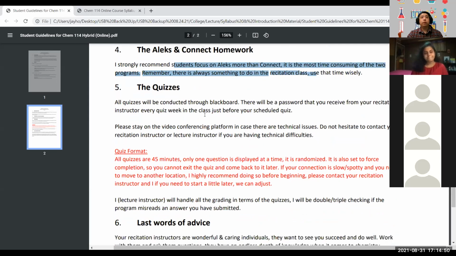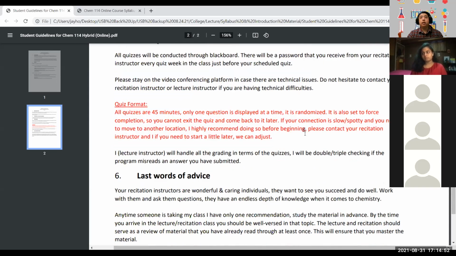Pretty much everything's straightforward here. Quizzes are 45 minutes, no backtracking. If you're having trouble with your connection, my recommendation is pause, don't start, send me an email. I'll give you a delayed time, maybe by like 5 minutes, 10 minutes, whatever you need, to start it. So if that's the issue, move to a better connection location, then tell me, and then begin. I don't want you to start and then lose connection, because then it becomes a whole thing, okay?